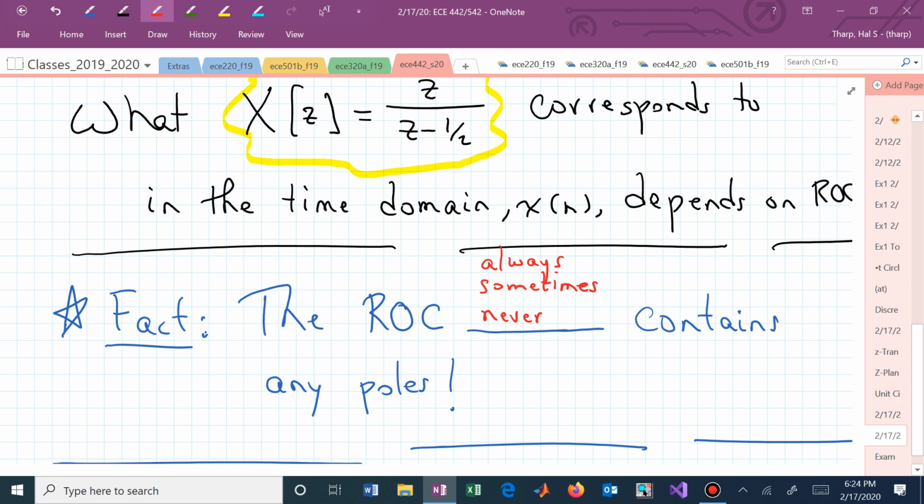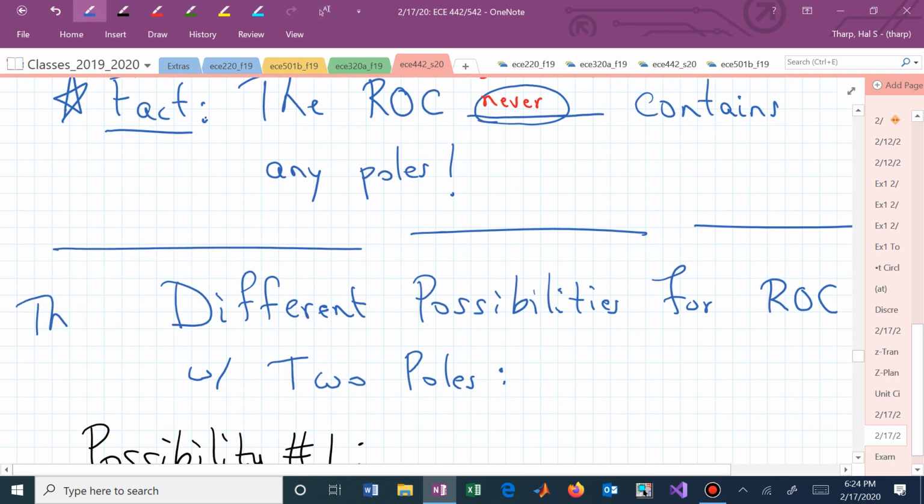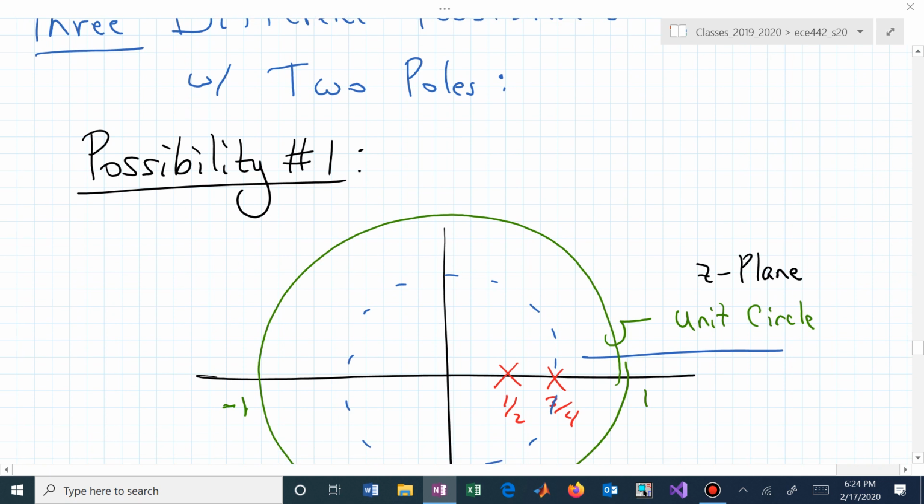So now this one should be never. We said the region of convergence never contains any poles. Did we say anything about the zeros? No. But the poles cannot belong on or in the region of convergence. Let's now look at 3 different possibilities for a region of convergence when we have 2 poles.